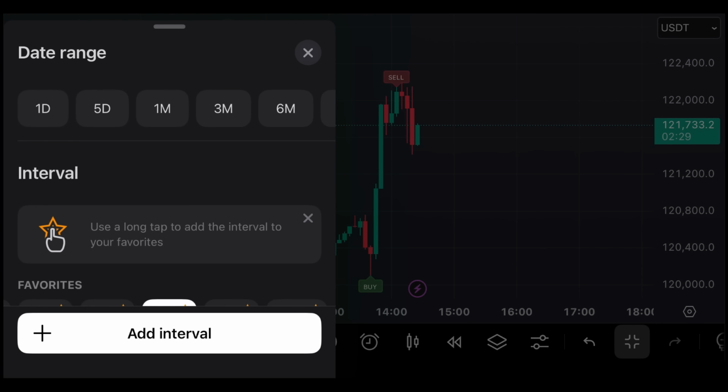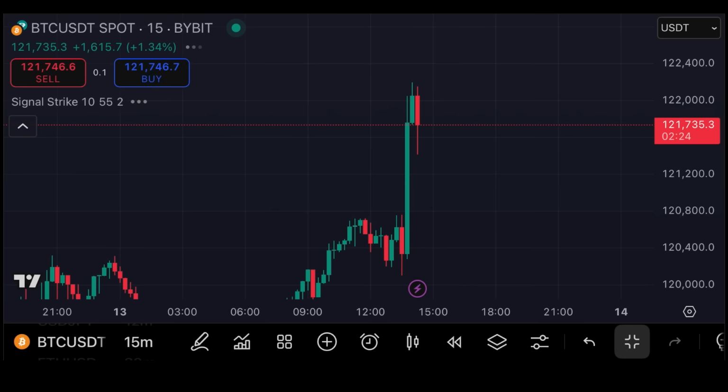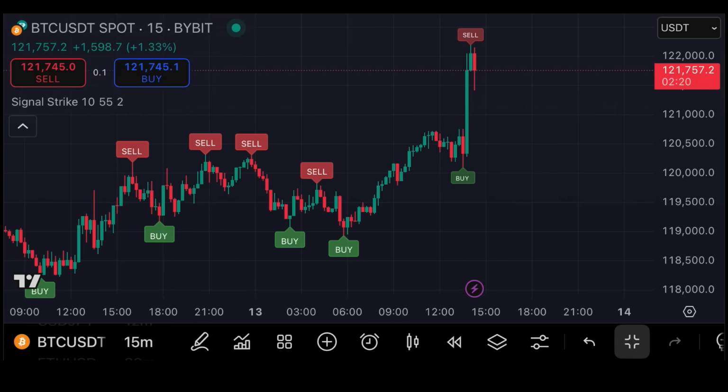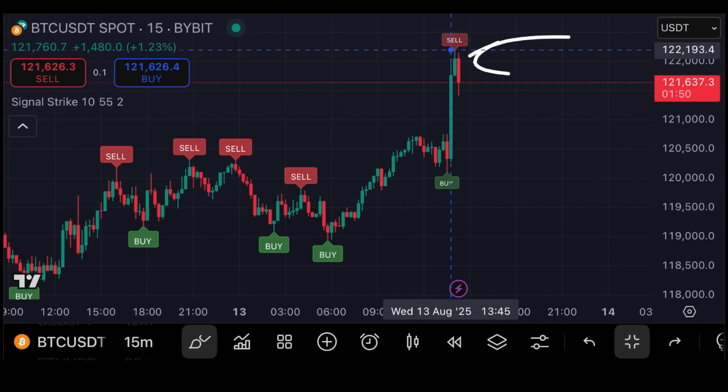So we're looking at the 5-minute time frame. Let's try to switch to the 15-minute time frame and see what's happening. The same thing applies right here on the 15-minute time frame. As you can see, we also have a sell signal right here, right? So all the signals are coming in real time, and this is great. I mean, this is what you want to see, you know what I mean?